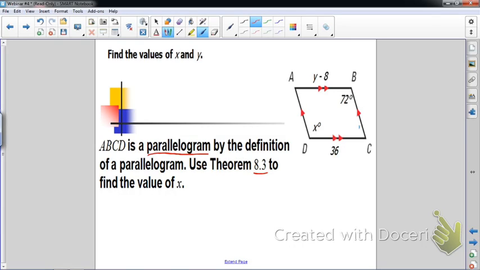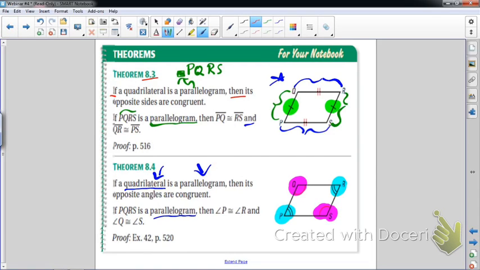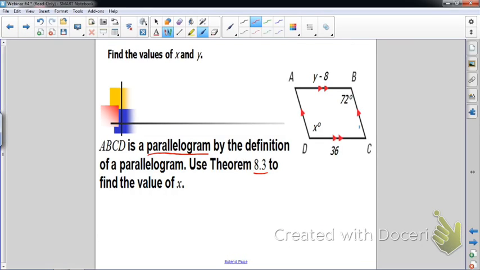Now remember what 8.3 is. 8.3 says that we have opposite sides that are congruent, and then 8.4 also talks about angles that are opposite being congruent. So we're probably going to end up using both of these two to be able to figure this out. We want to know exactly what y and x is, okay?